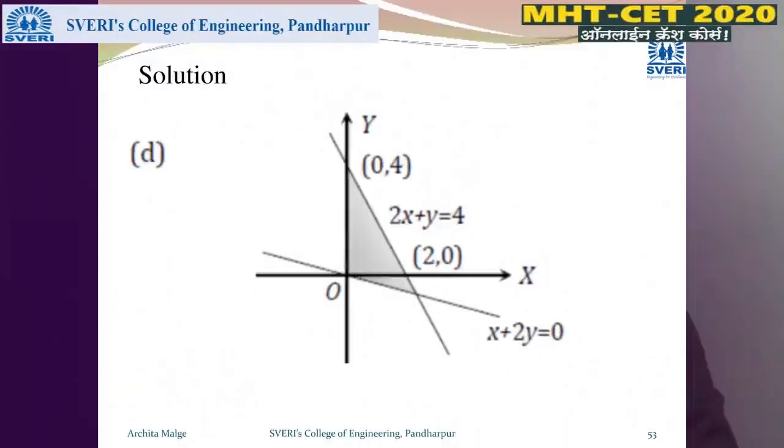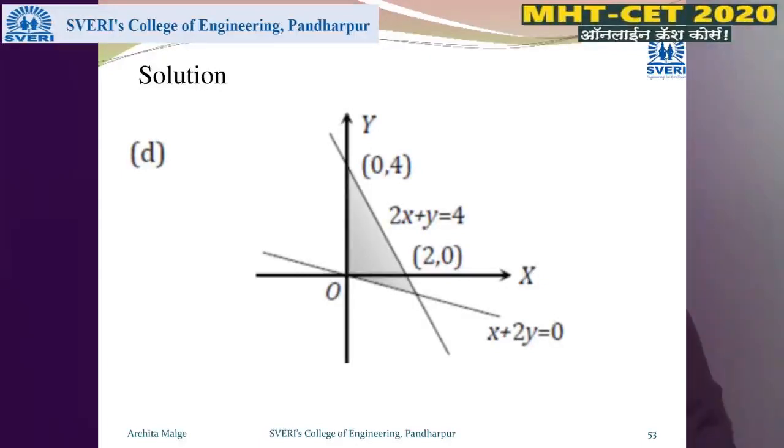With this graph, 2x plus y is equal to 4. So by using this equation, we get the points of intersection by putting x equal to 0 and y equal to 0. If x is 0, y will be 4. If y is 0, x will be 2. So here 0, 4 and 2, 0. These are the two points of intersection.